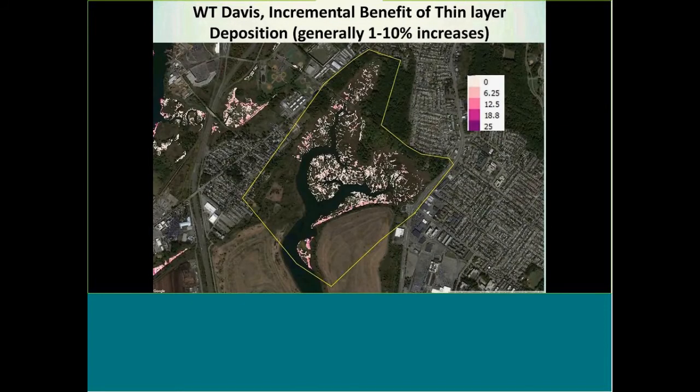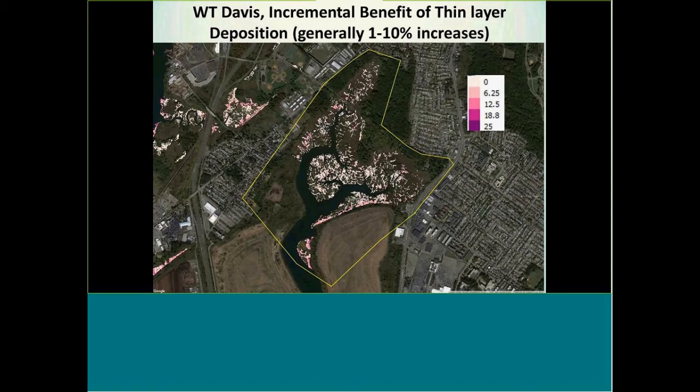The way to look at this, I'm actually moving to a different site because at that other location, we didn't predict that we were going to be applying a lot of thin layer deposition because most of the marshes there were classified as irregularly flooded high marshes. And for this project, we looked at only applying thin layer deposition to low marshes, to regularly flooded marshes.